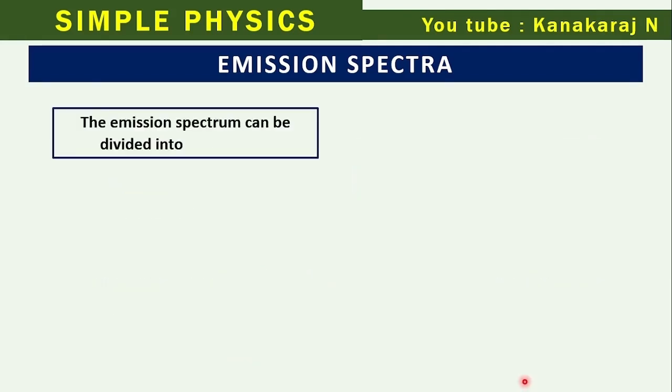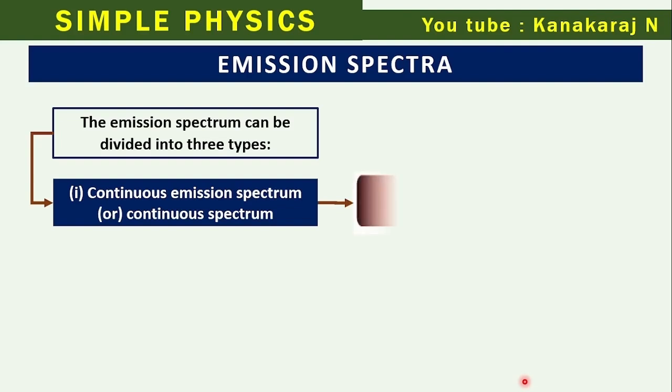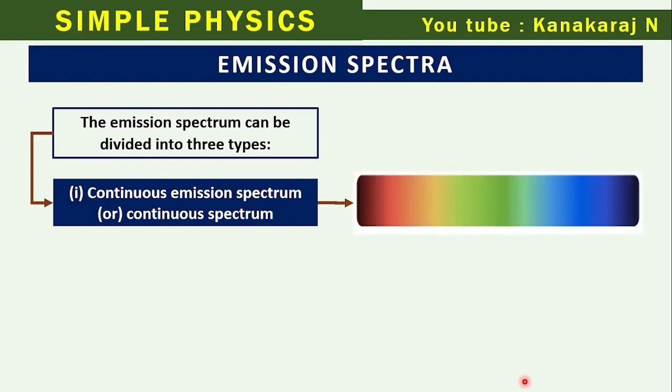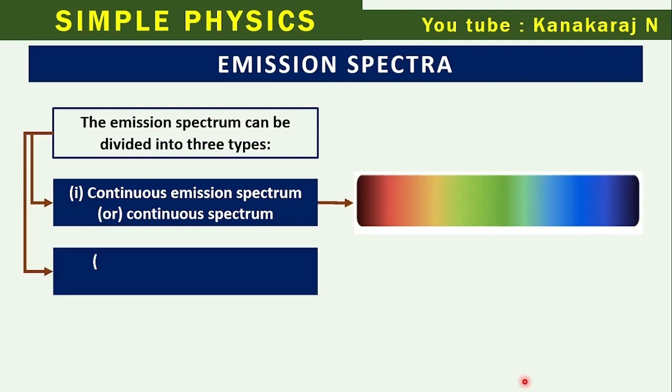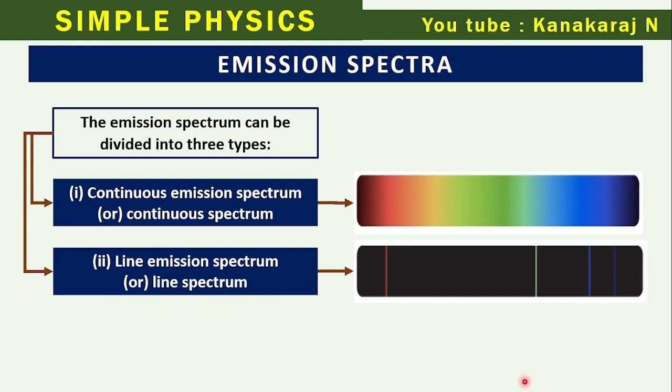The emission spectrum can be divided into three types. 1. Continuous emission spectrum or continuous spectrum. It looks like this. Without any break, all possible wavelengths are present. The second one, line emission spectrum or line spectrum. It looks like this. Here in a dark background, there are definite sharp lines.